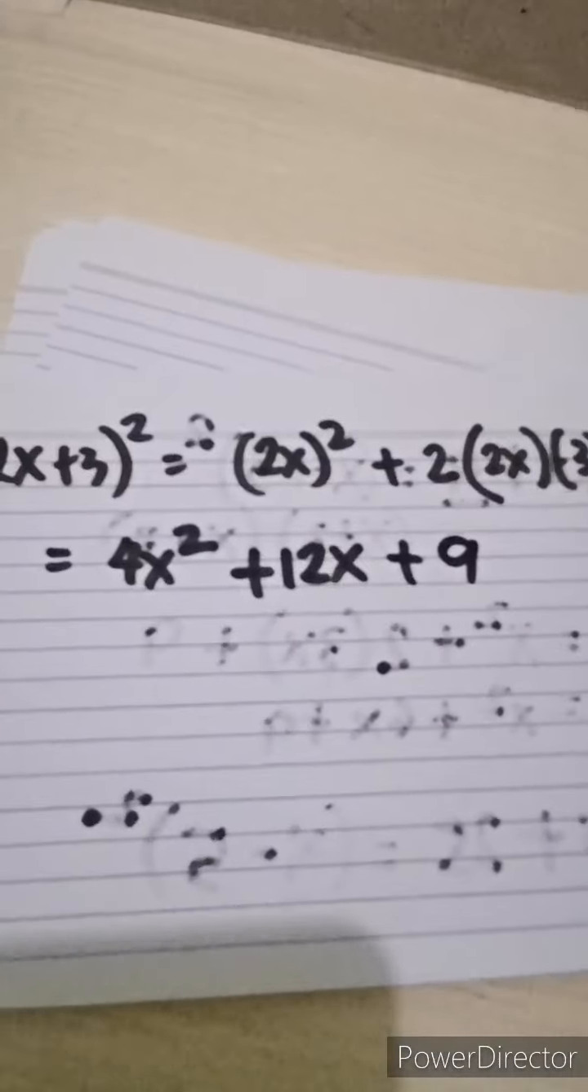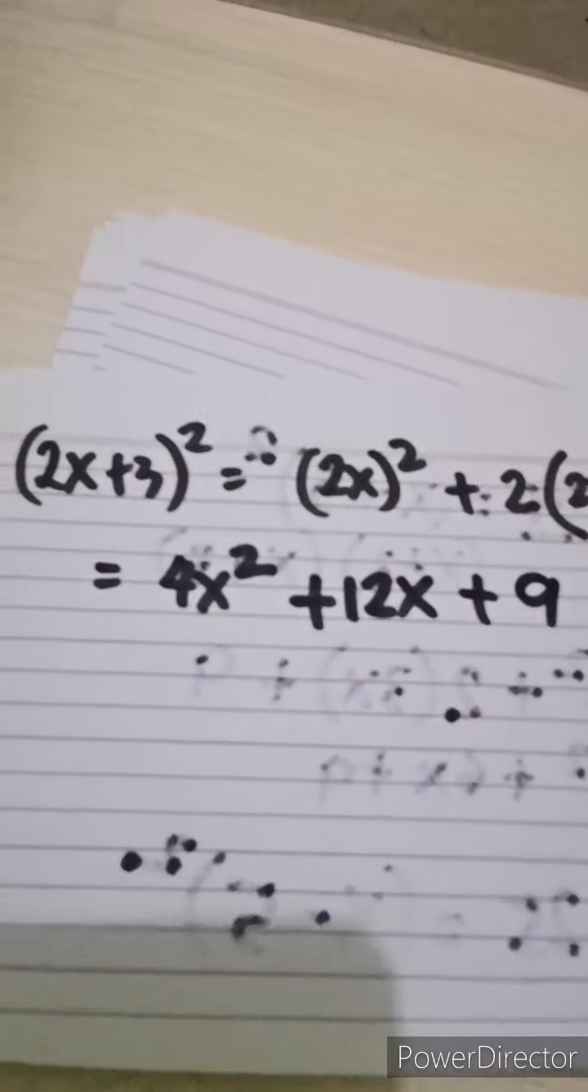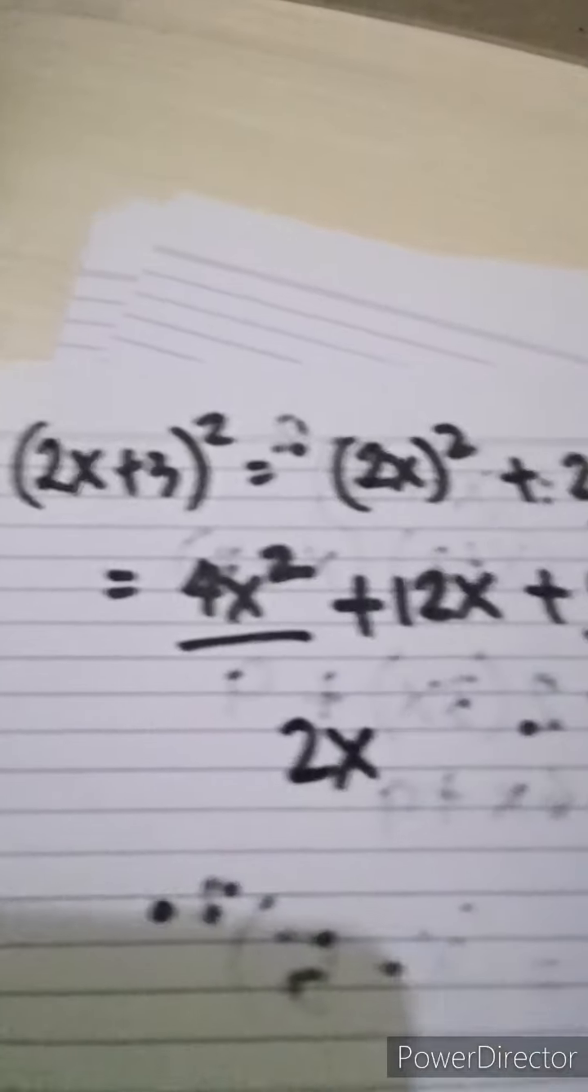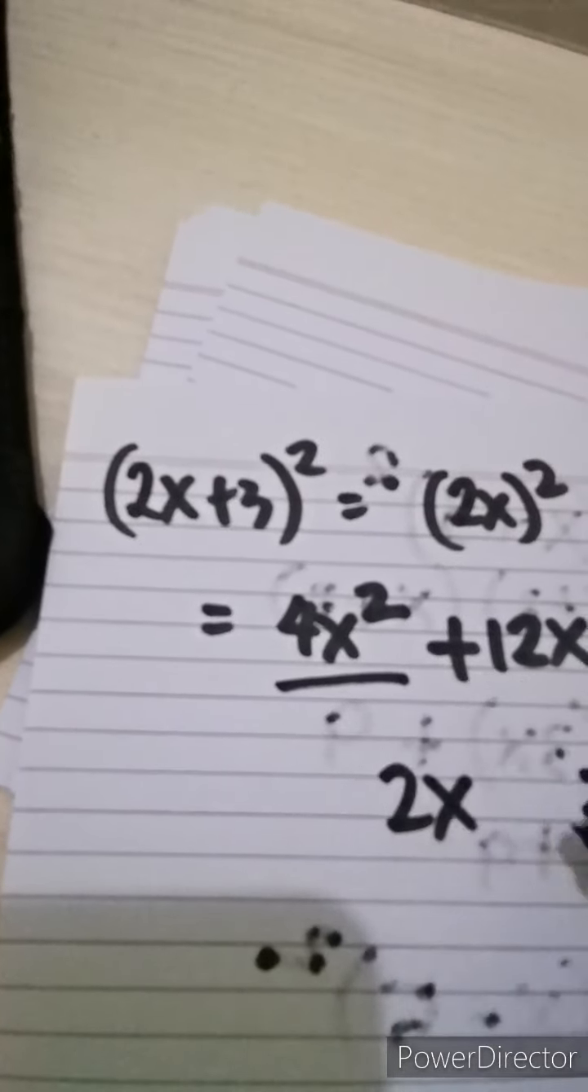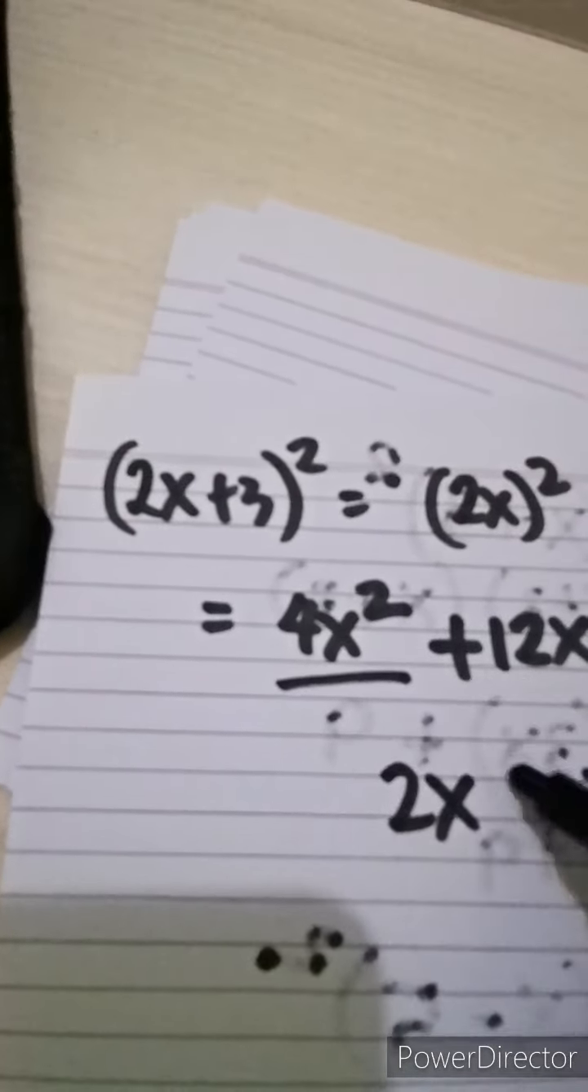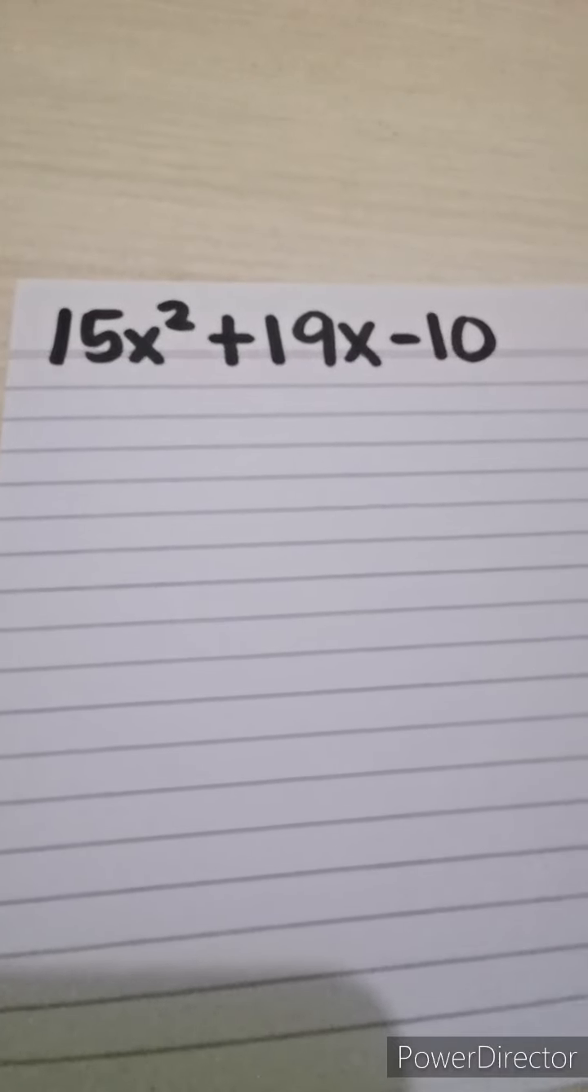Okay, so eto na, meron na tayong perfect square trinomial. Para makuha natin, yung ibalik natin doon sa ating factors, ano ang square root nitong dalawa. So, square root of 4x squared is 2x. Square root ng 9 is 3. Then, ano yung sign na nasa gitna? Plus.